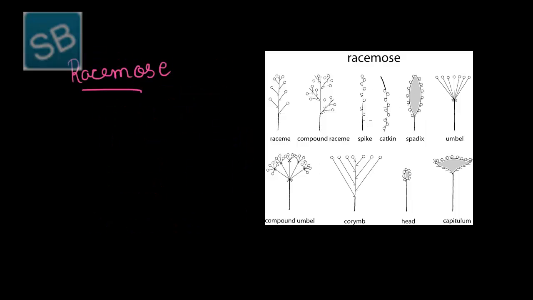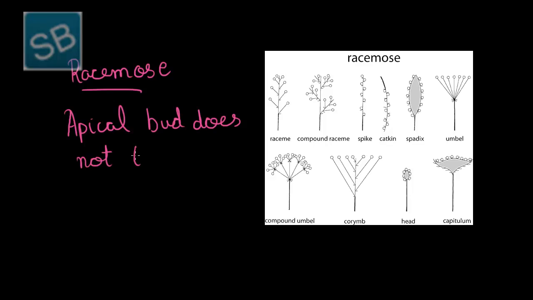This figure depicts the various types of flowers that exhibit racemose type of inflorescence. As said earlier, here the apical bud does not get transformed into flower. On the contrary, the branches further get divided and flower formation takes place on such pedicels. Thus, such flowers grow in an acropetal succession, in increasing order.